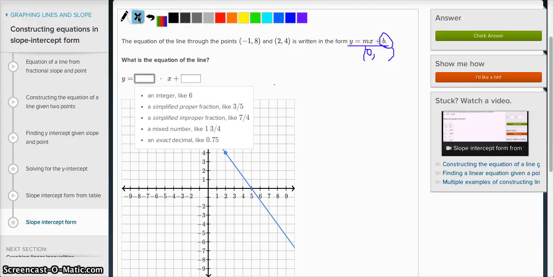Hi, so in this video I'm going to try and explain to you slope-intercept form in a way that I hope is helpful. So basically, here's slope-intercept form. Well, it's basically written right here. Y equals mx plus b.